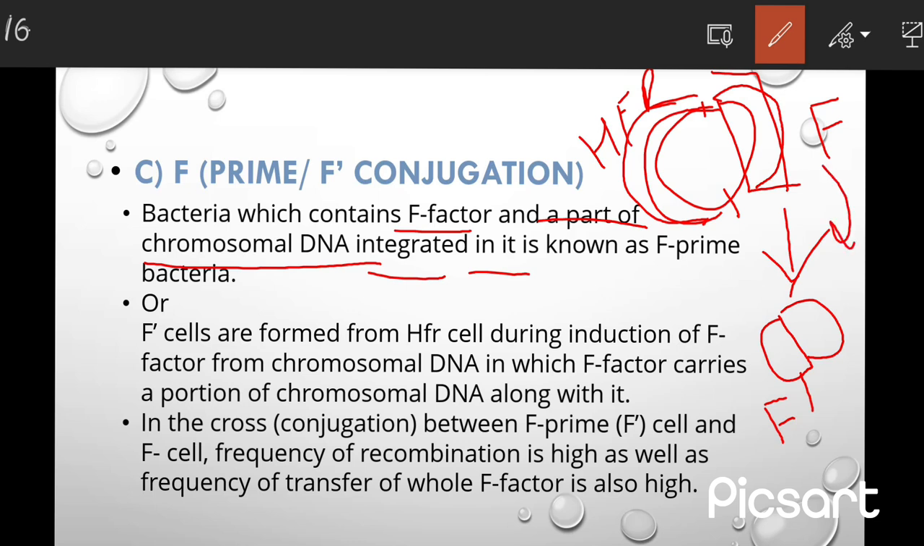So F prime cells are formed from HFR cells during induction of F factor from chromosomal DNA. That means F factor is getting induced, in which F factor carries a portion of chromosomal DNA along with it. In this type of conjugation between F prime cells and F minus cells, the frequency of recombination is high, as well as the frequency of transfer of whole F factor. But we saw that the frequency of recombination in HFR cell is high, but the whole factor does not get transferred. But you can see the whole F plasmid has been transferred in F prime conjugation also. That means F plus conjugation and F prime conjugation transfer the whole F factor.